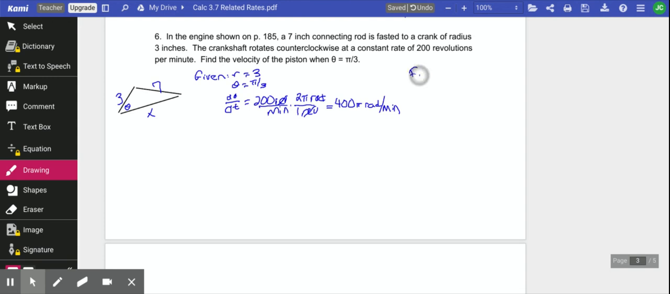We are supposed to find the velocity of the piston. And again, when you see the picture in the book, you'll see that the x is actually the piston. So we're supposed to find dx dt.